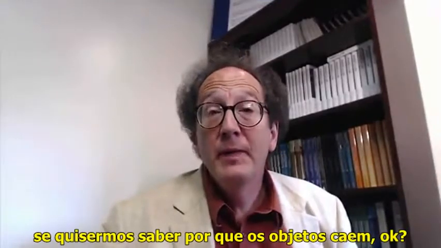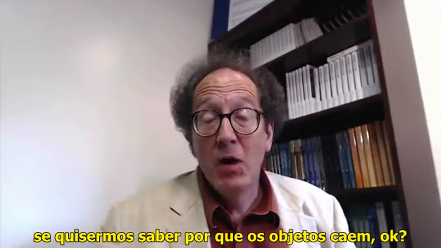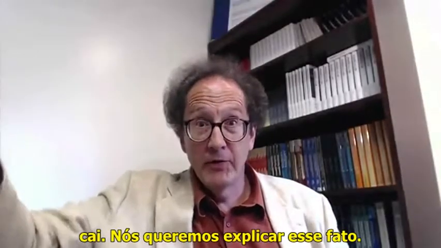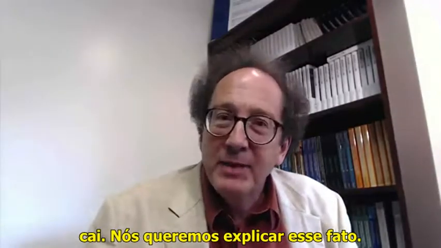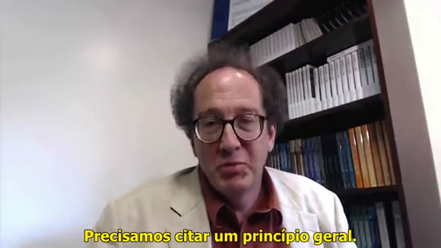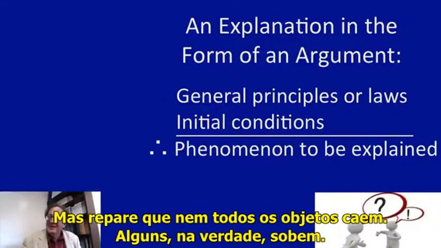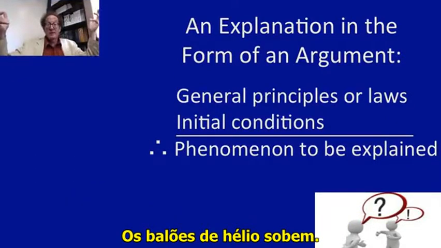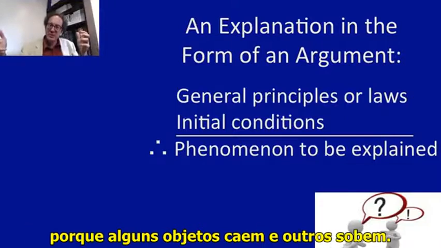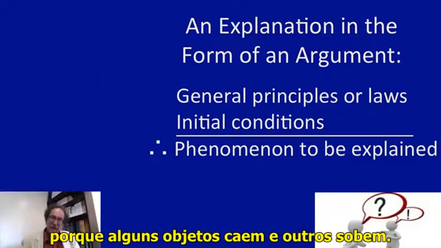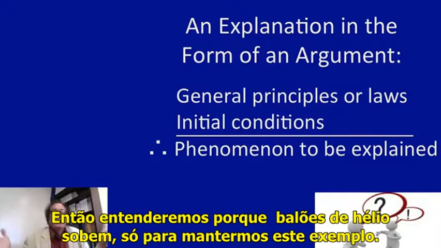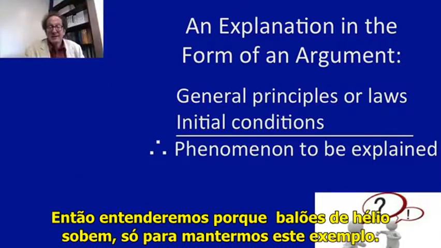For example, if we want to know why objects fall, right? So there's a book and it falls. We want to explain that. We need to cite a general principle. But notice that not all objects fall. Some objects actually rise. Helium balloons rise. So we need a principle that's going to explain why some objects fall and other objects rise. Then we'll understand why helium balloons rise, just to stick with that example.